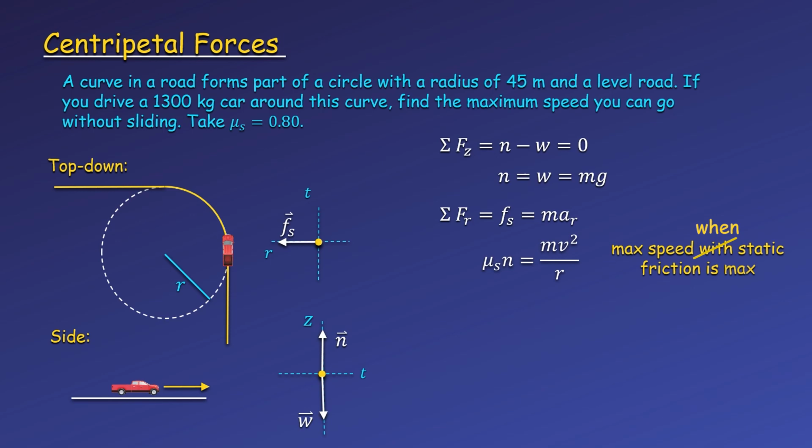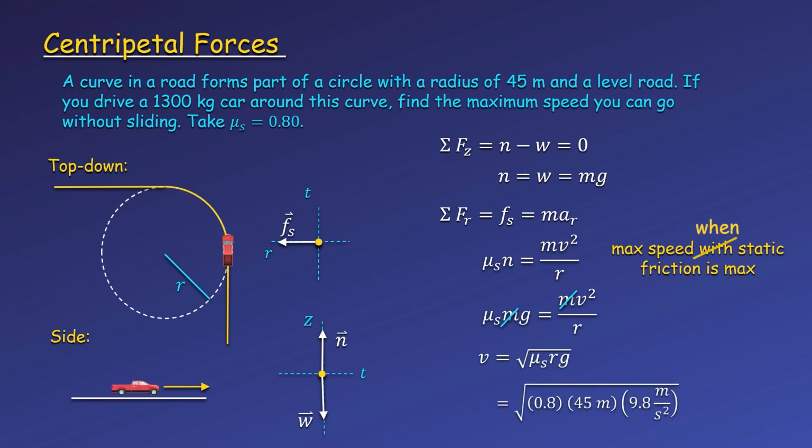As the speed increases, the centripetal force caused by static friction must increase to cause the radial acceleration needed to keep the object going in a circle. Since static friction can only increase up to some maximum value, this max friction corresponds to some maximum speed. Now we can solve for the speed and plug in. Notice the mass cancels, meaning the mass of the truck doesn't matter. And when we plug in, we find the maximum speed to be 18.8 meters per second.